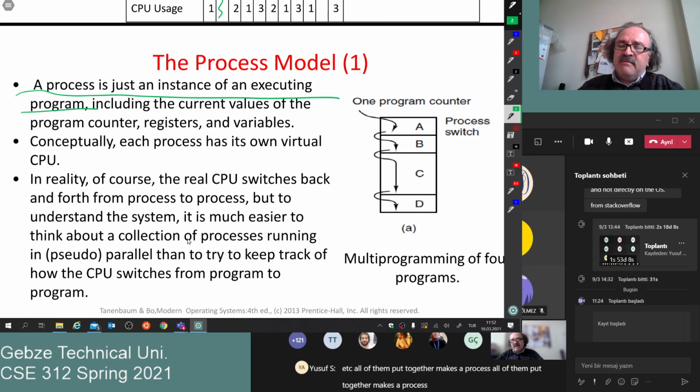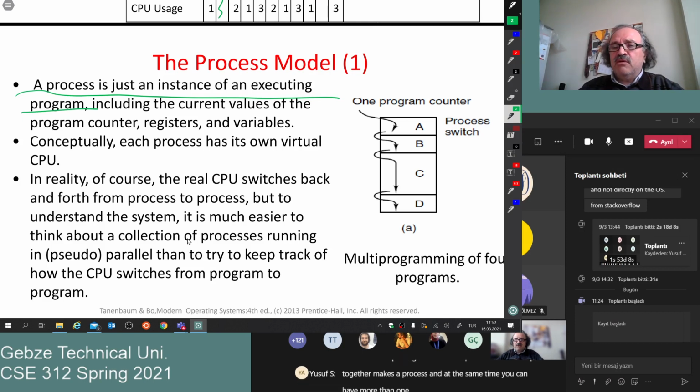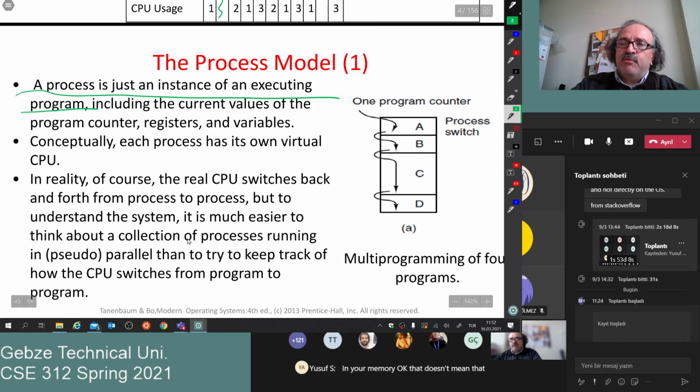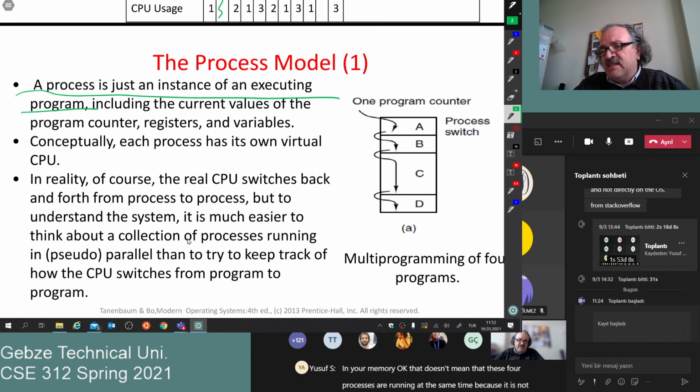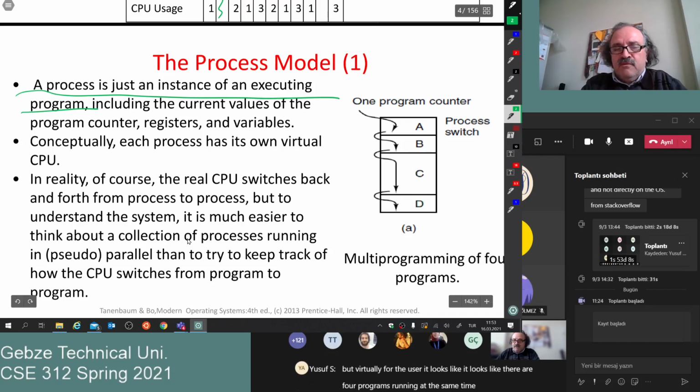And at the same time, you can have more than one process in your memory. Okay, that doesn't mean that these four processes are running at the same time, because it is not possible. There is a single CPU, that's our assumption, and only one process can use the CPU at the same time. But virtually for a user, it looks like there are four programs running at the same time.